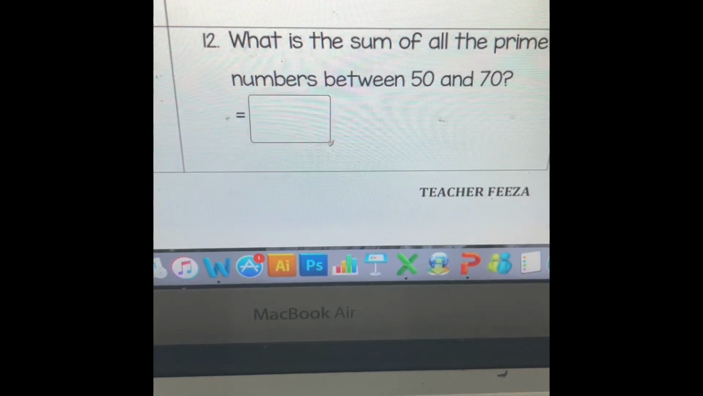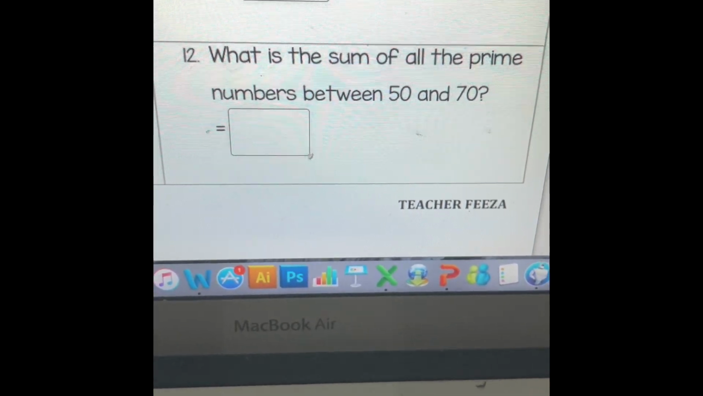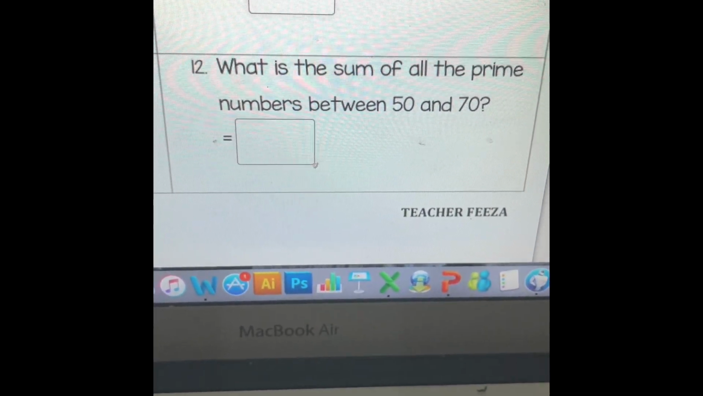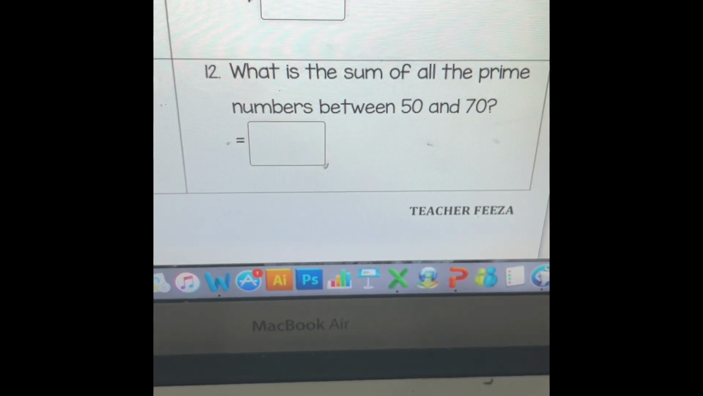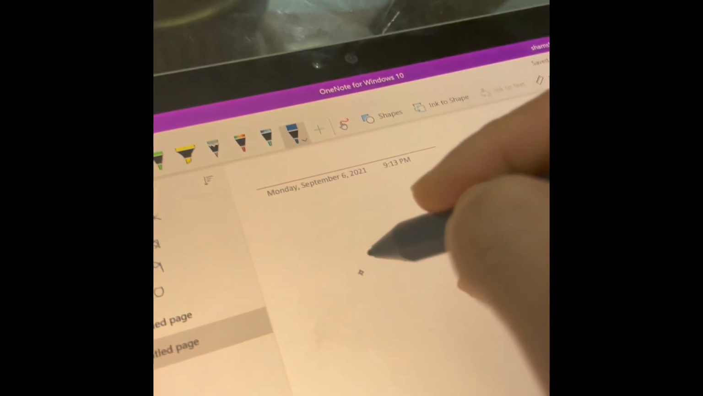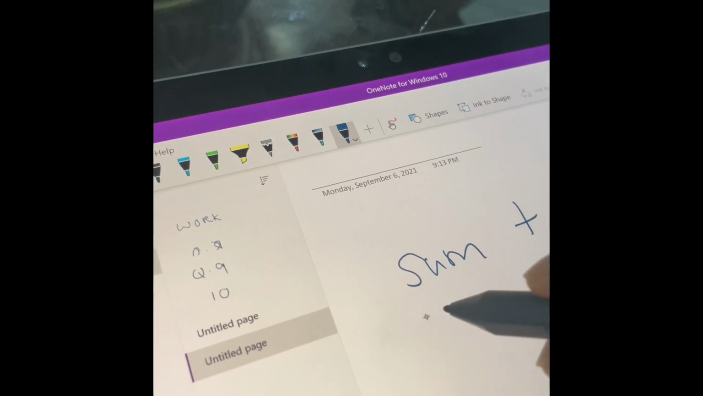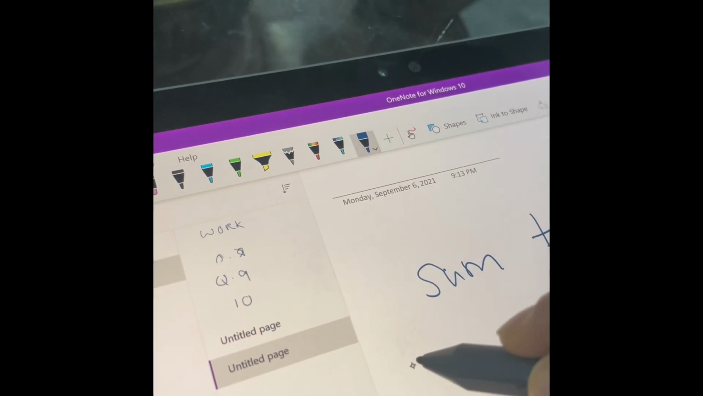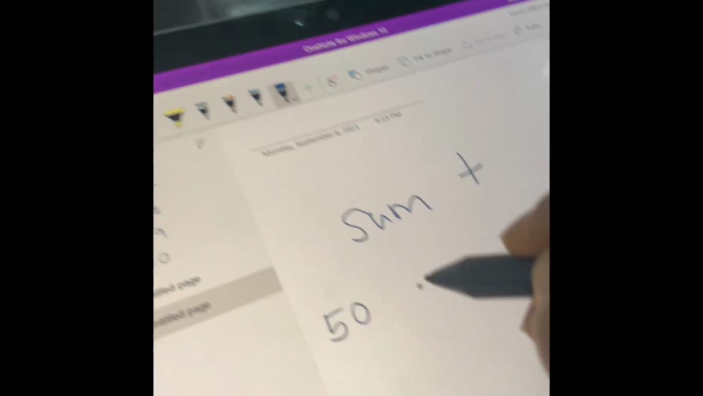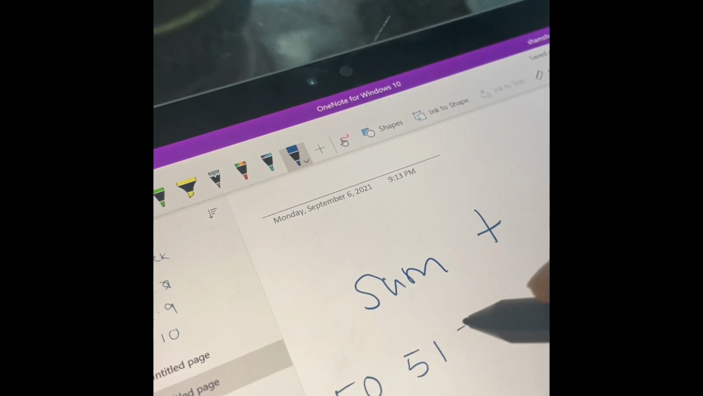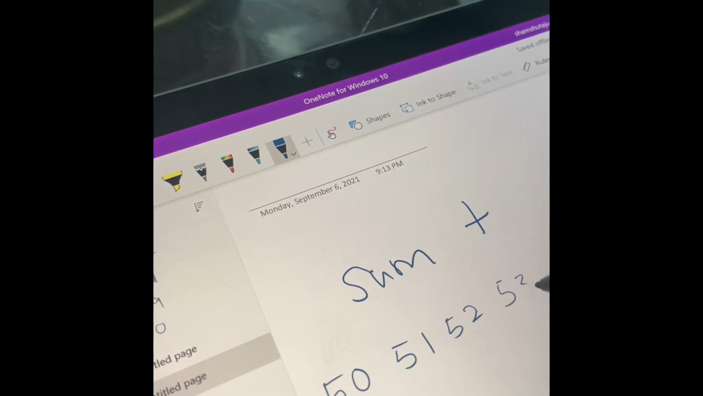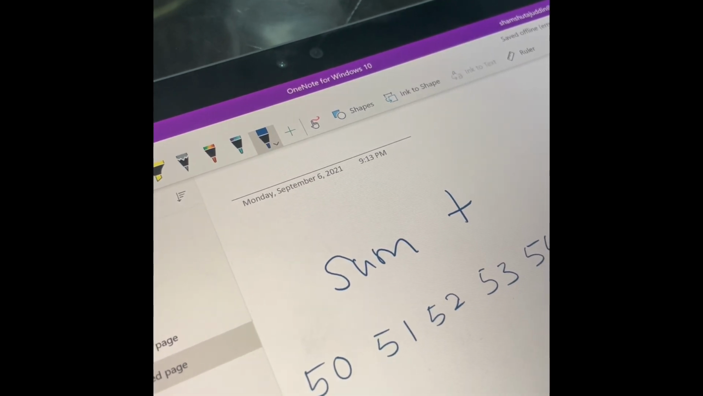Question number 12. What is the sum of all the prime numbers between 50 and 70? The sum. What does sum mean? Sum means plus. So, prime numbers between 50 and 70. So earlier we wrote from 50 to 70. 51, 52, 53, 54, 55.